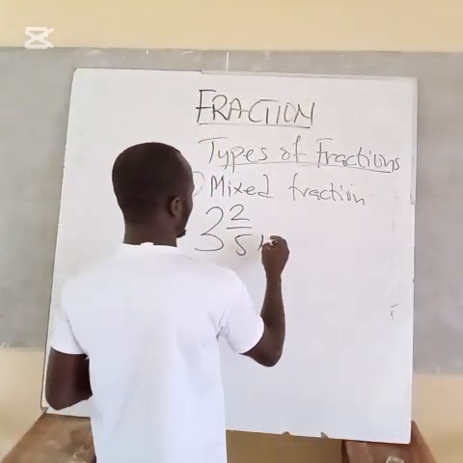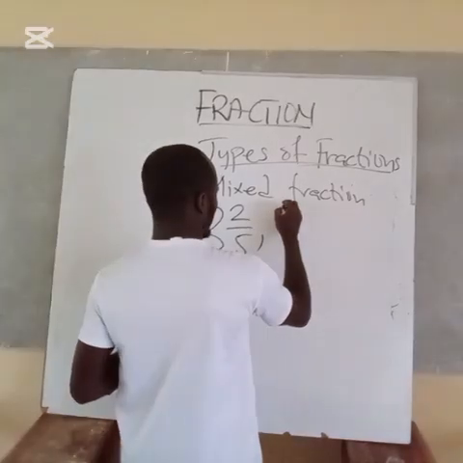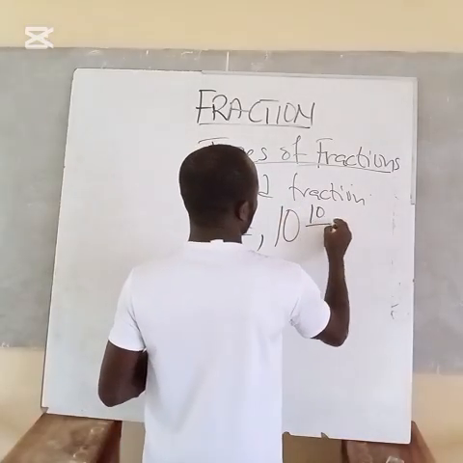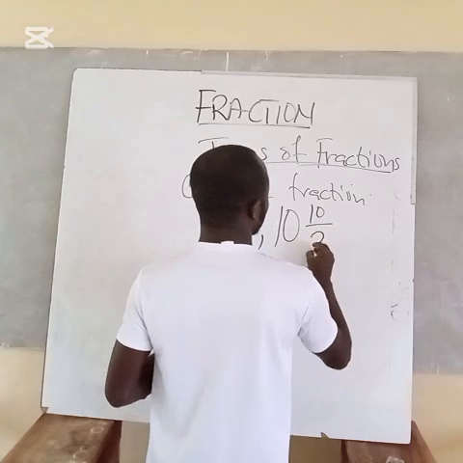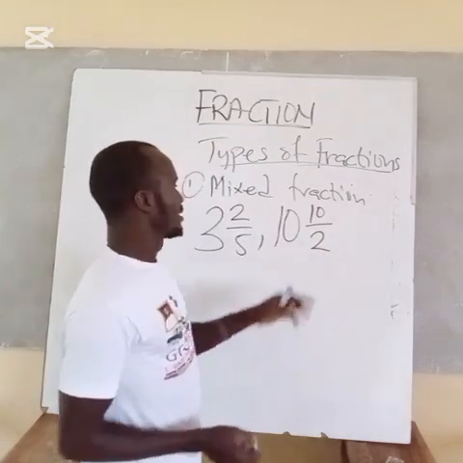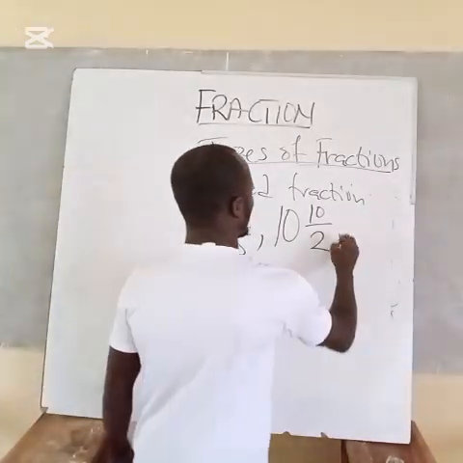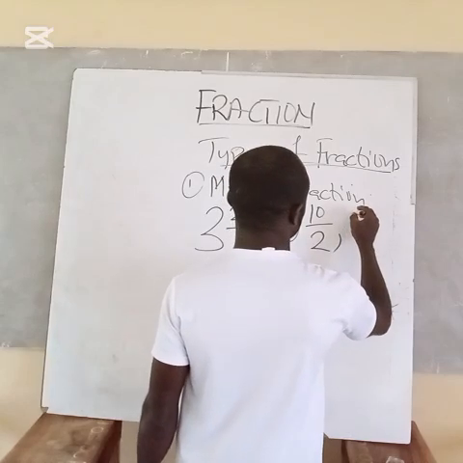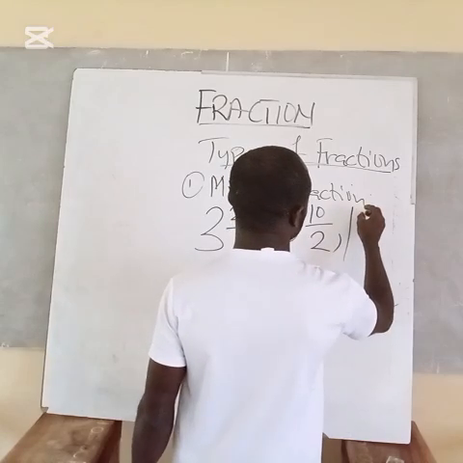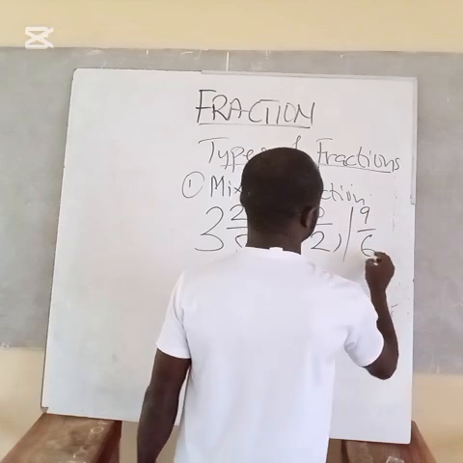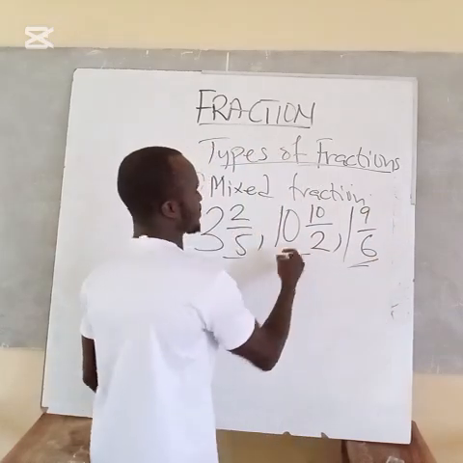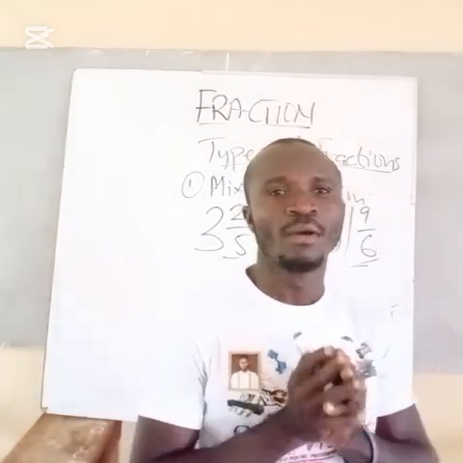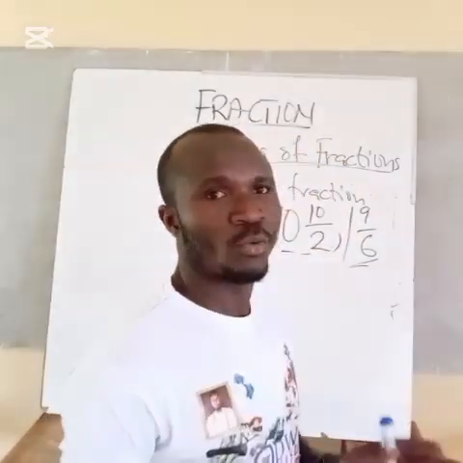Another one is 10 whole number 10/2. This is also what we call a mixed fraction. Then another one is 1 whole number 9/6. So all these are mixed fractions. We have the whole number attached to the fraction. They are the ones we call mixed fractions.